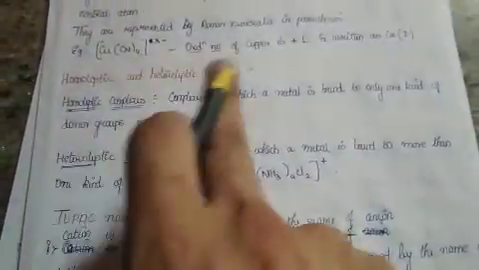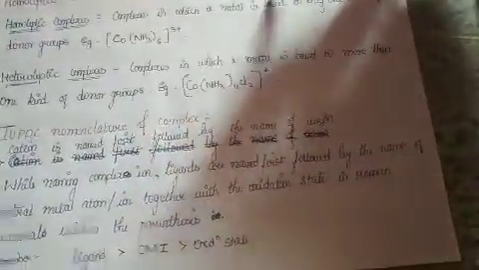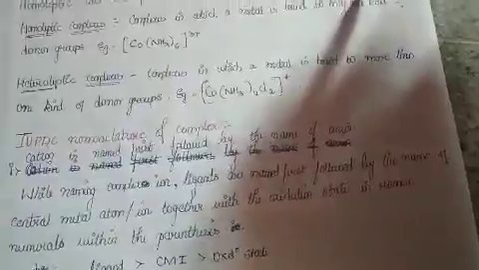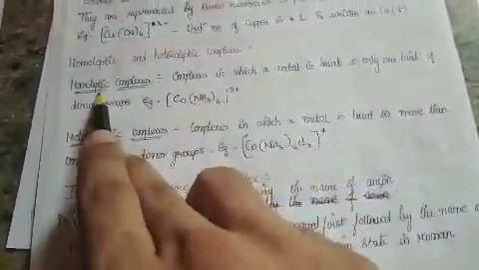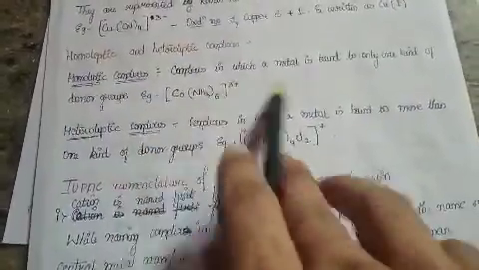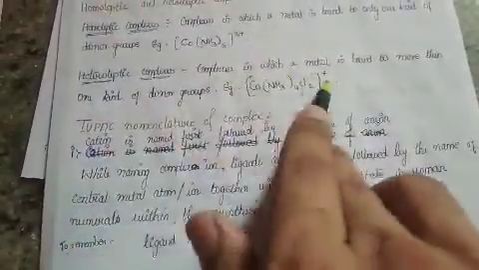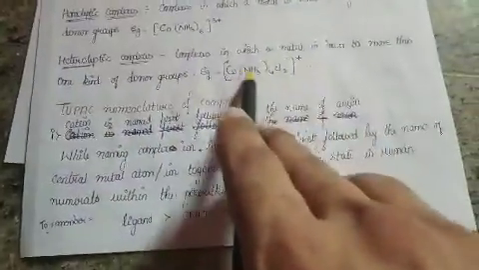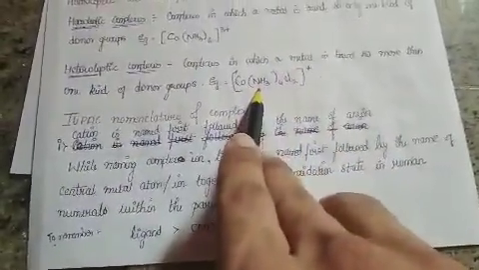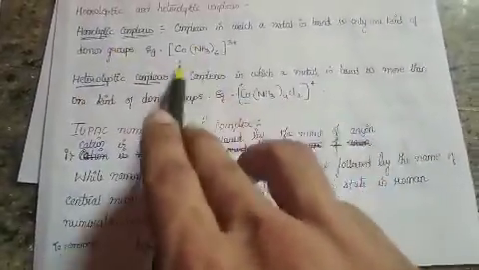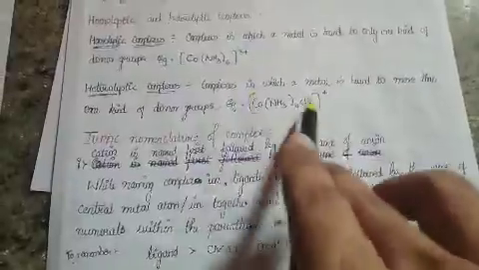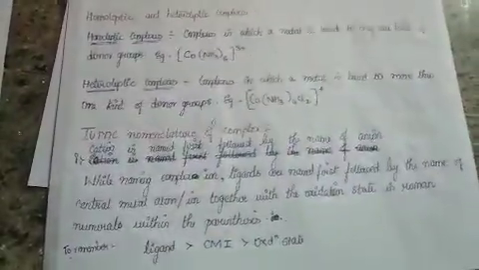Okay. The other part is homoleptic and heteroleptic complexes. Complexes in which a metal is bound to only one kind of donor group are called homoleptic. Whereas in a heteroleptic complex, you have more than one kind of donor group, that is, you have chlorine and also ammonia. These are called heteroleptic. Homoleptic means only one type of donor group, whereas heteroleptic has more than one type of donor group.